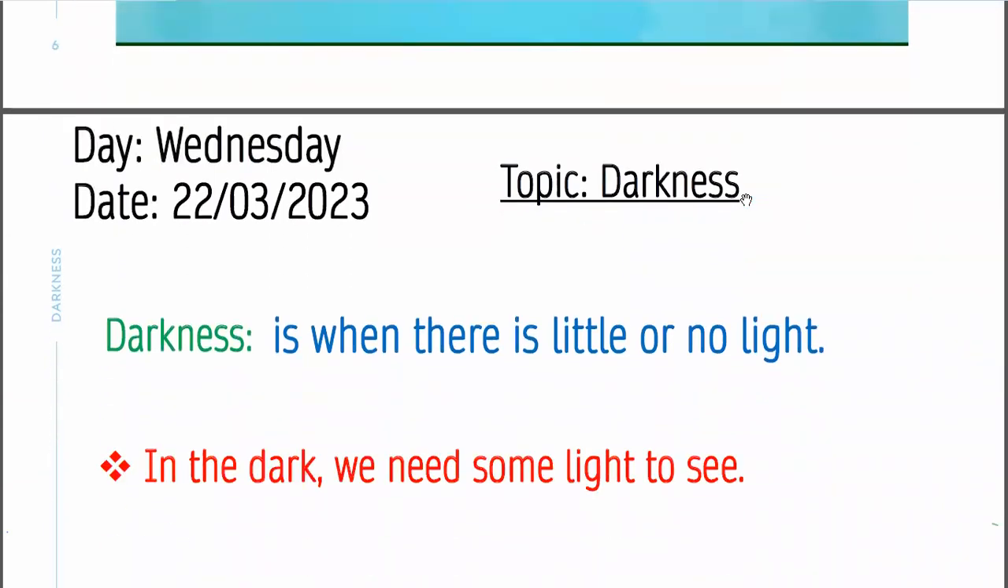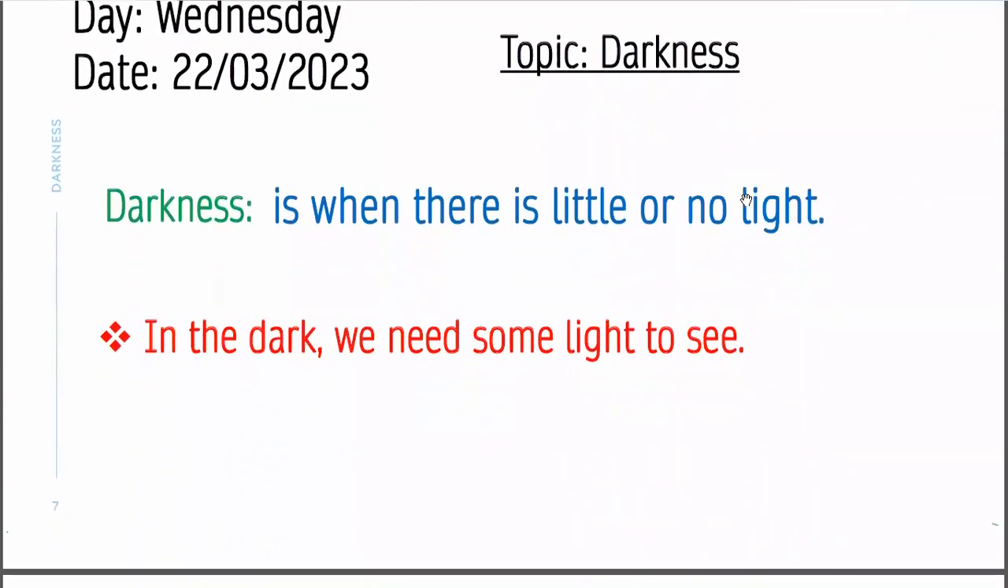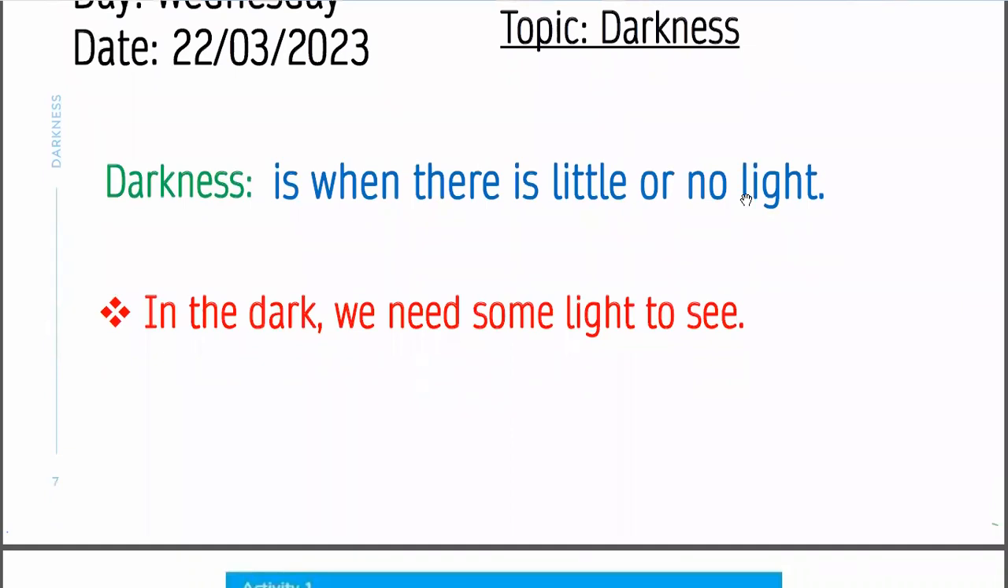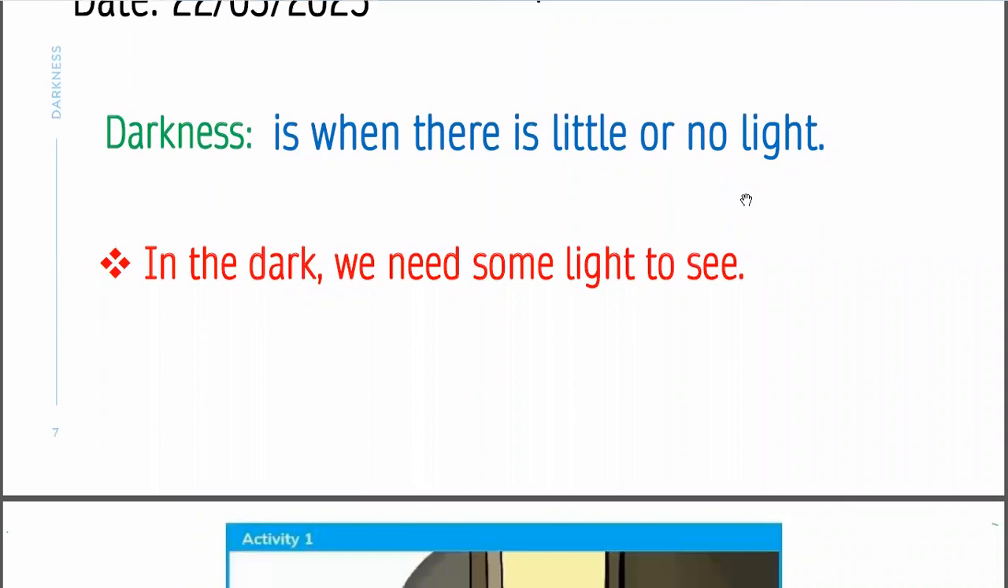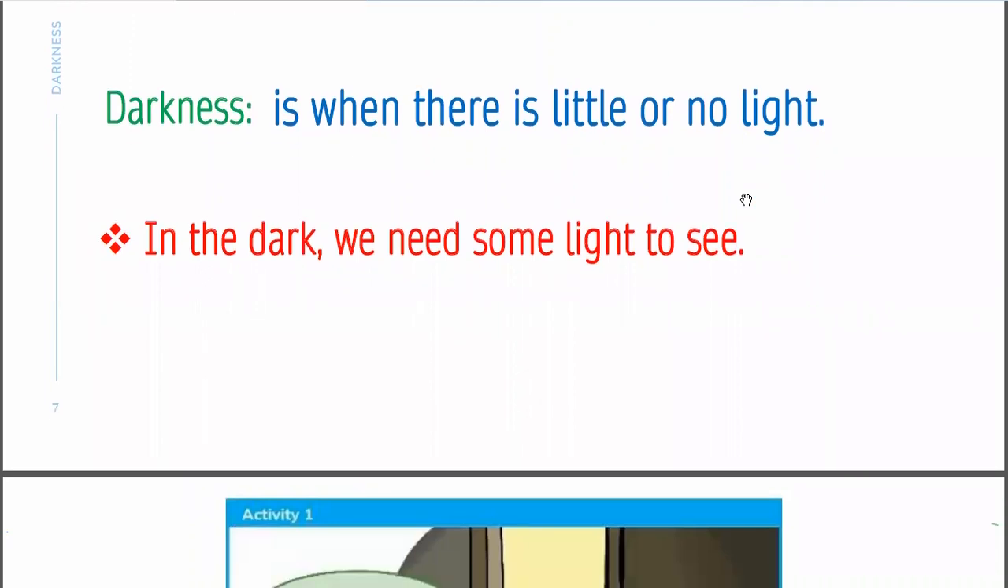So we are going to write this: darkness. What is darkness? Darkness is when there is no light. When there is little light or no light, we say there is darkness. In the dark, we need some light to see.